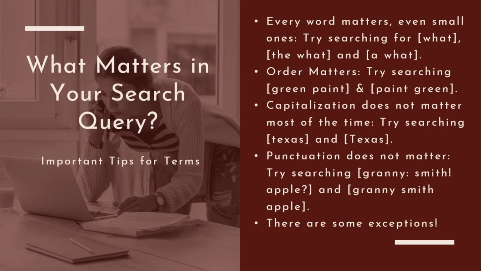The order matters quite a bit too. Like green paint is probably going to get you a lot of products, whereas paint green might get you a bunch of painting tutorials for nature settings or color theory or something like that.